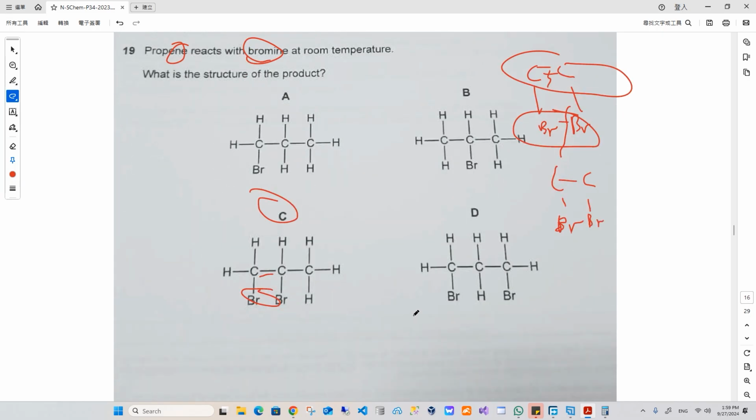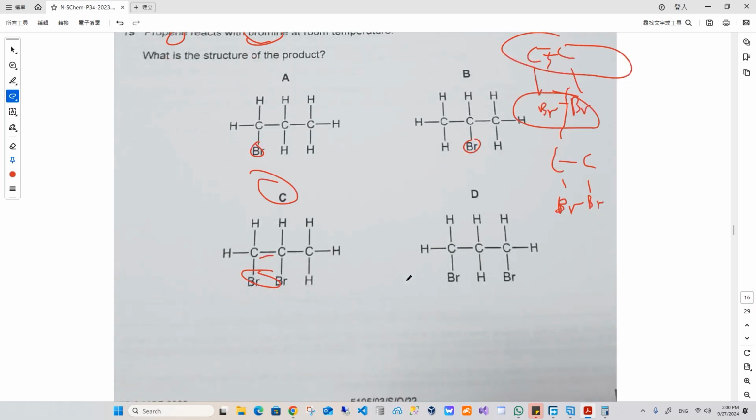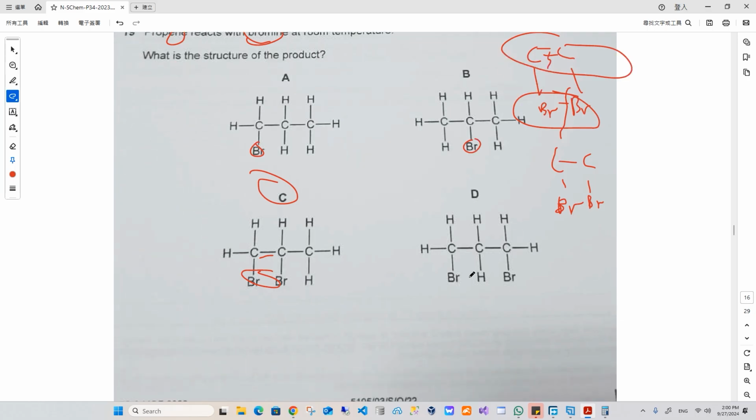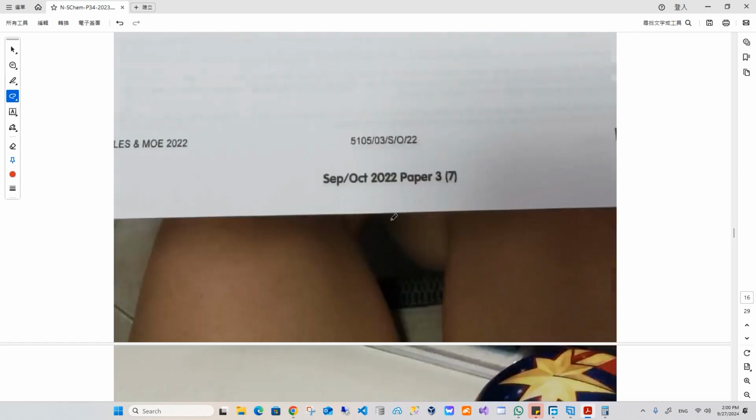This one is a substitution, a free radical substitution. You need sunlight and all these things, and there's no addition into it. Then you have byproduct HBr coming out. These two, I don't know what kind of thing you have, so might be different substitutions. Then you have this product. So it must be C.